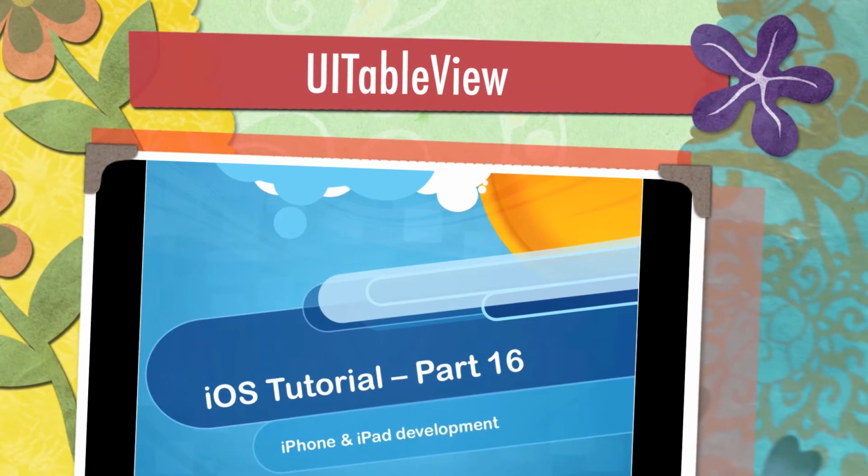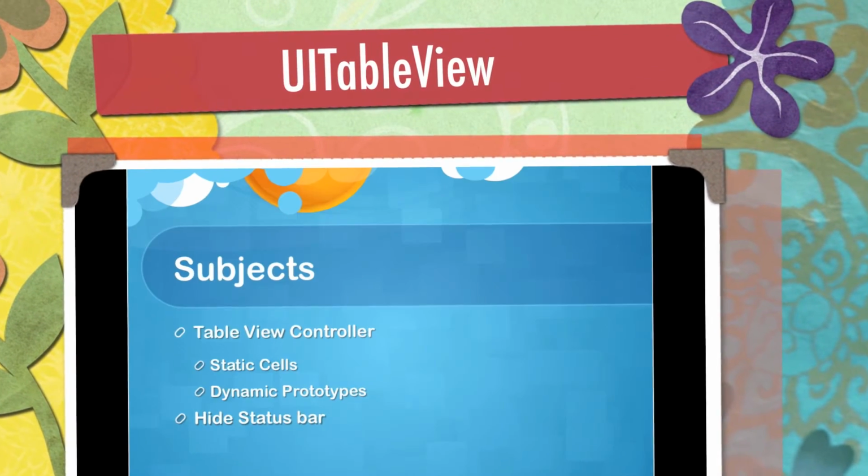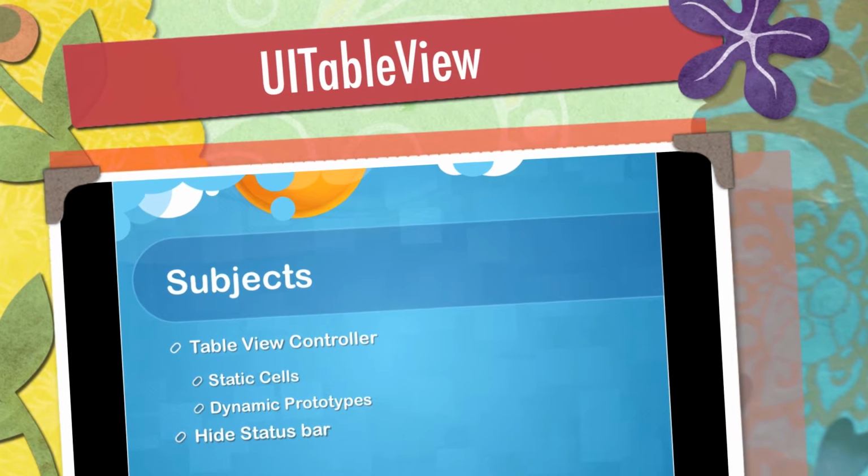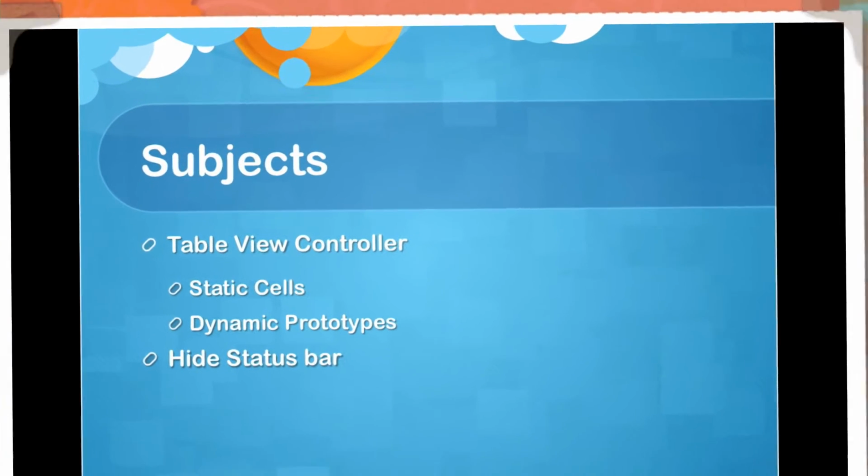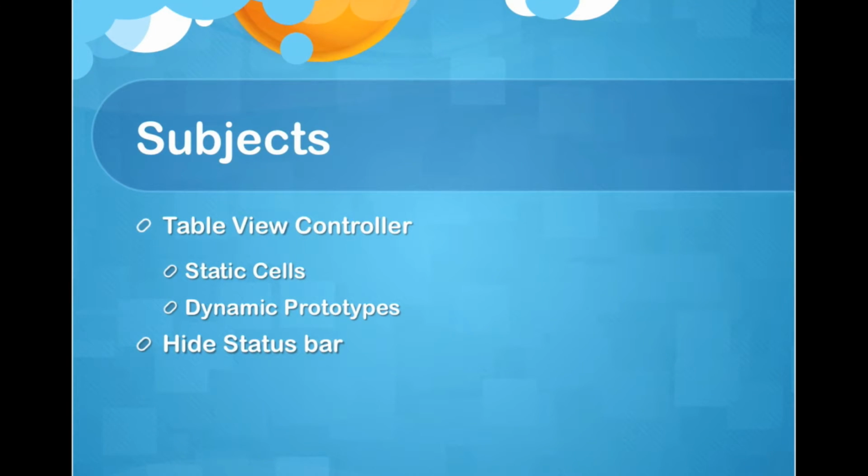Well, hello everyone, welcome to the 16th iOS tutorial. In this tutorial, we will talk about table view and how you can add a table to your application, and talk about the types of tables, which are static and dynamic, and some miscellaneous topics, which is hiding the status bar.